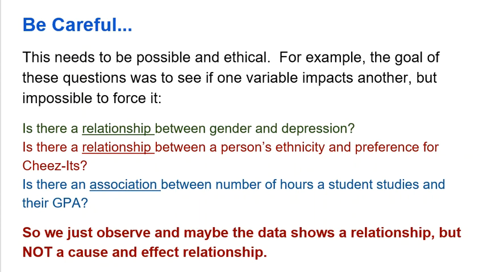Listen, I cannot force ethnicity on somebody. I cannot make somebody be African American. I cannot make somebody be Latino, that way I can see if they buy Cheez-Its or not. It just doesn't work that way. It's not ethical, nor is it possible.